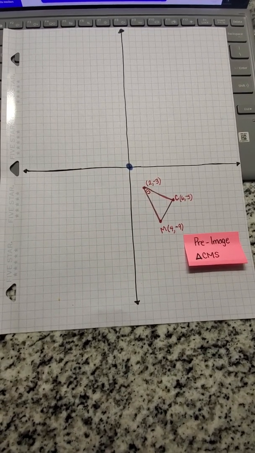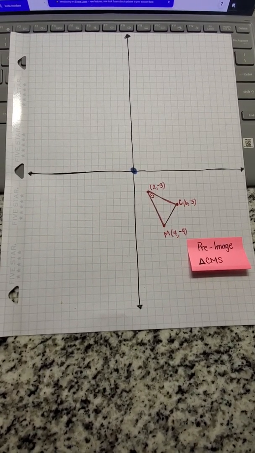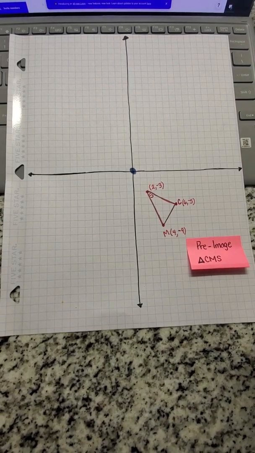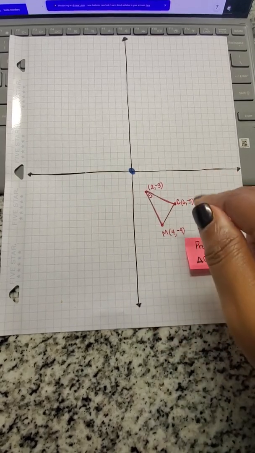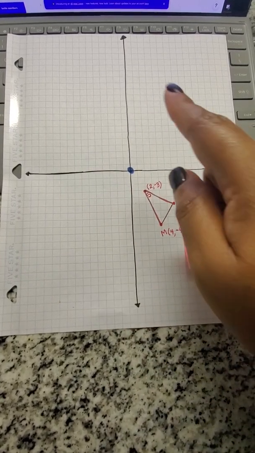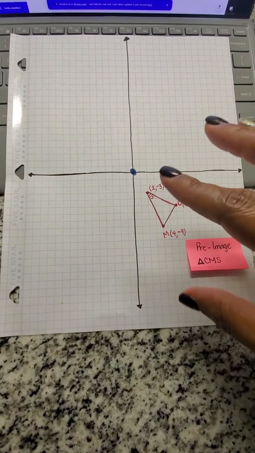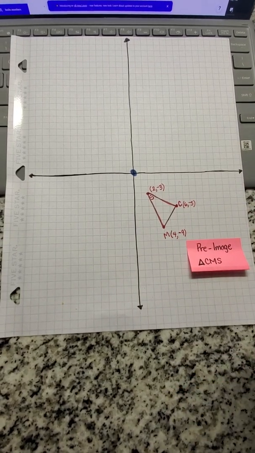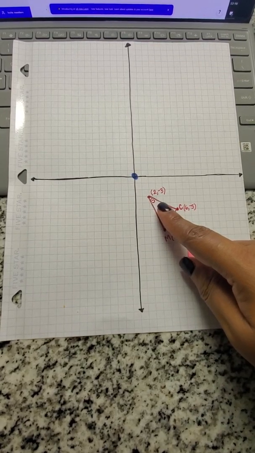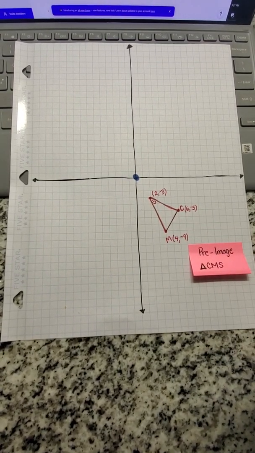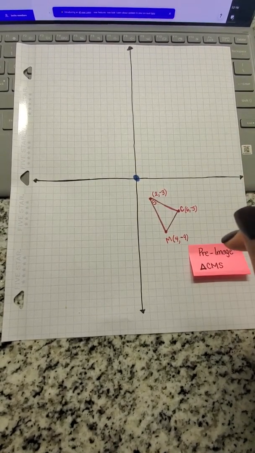Okay, now that you have plotted your pre-image, we want to talk about rotations. So if we were to rotate about the origin, which is 0, 0, clockwise would move to the right and counterclockwise would move to the left. Since we don't have patty paper, we're going to have to turn the paper. For example, my mapping notation tells me I want to turn 90 degrees clockwise. So that means I'm going to turn to my right.